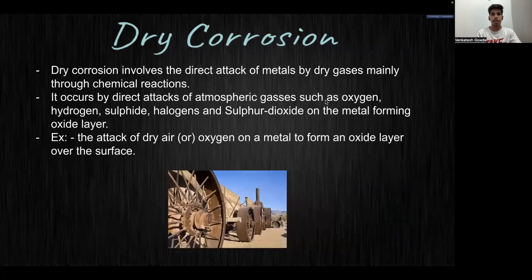Now we shall discuss dry corrosion. Dry corrosion involves the direct attack of metals by dry gases, mainly through chemical reactions. It occurs by direct attack of atmospheric gases such as oxygen, hydrogen sulfide, halogens, and sulfur dioxide on the metal, forming the oxide layer. For example, the attack of dry air or oxygen on a metal to form an oxide layer over the surface. So this is how dry corrosion looks.